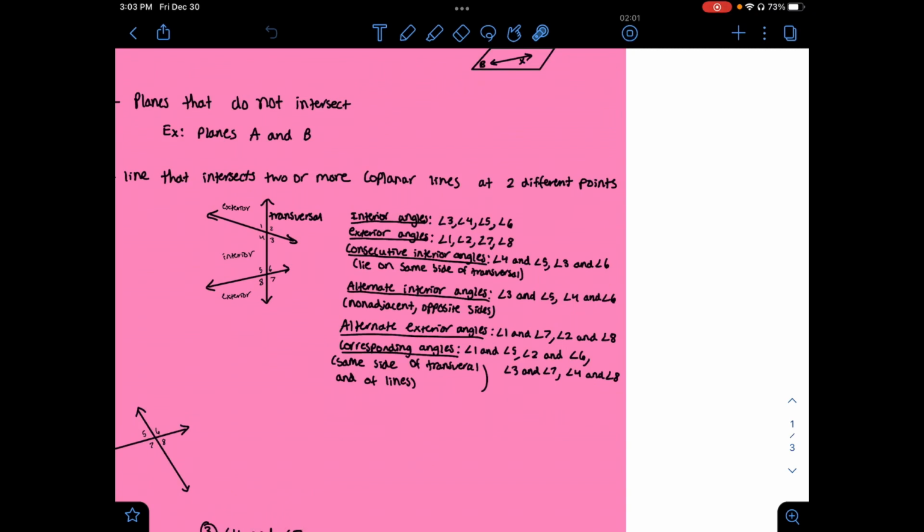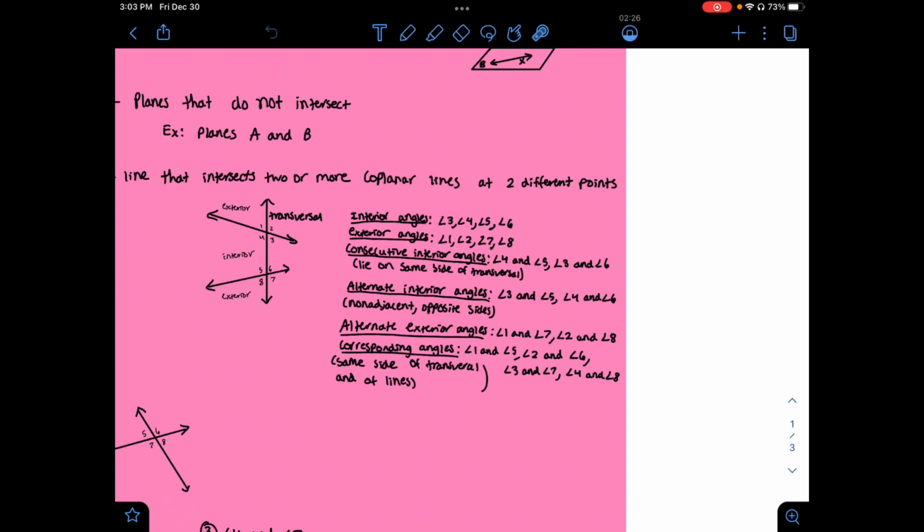Now, there are more names for these. So there's consecutive interior angles. We see the word interior, so it's got to be on the inside. And then consecutive means they lie on the same side of the transversal. So here's the transversal, so they have to be on the same side. So 4 and 5 right here are consecutive interior angles, and 3 and 6 are consecutive interior angles.